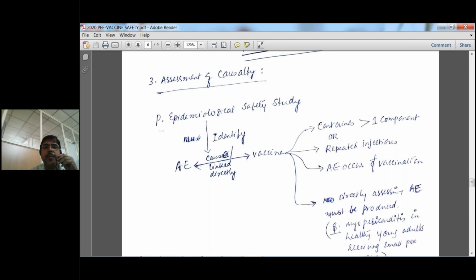That is not possible in one or two reports. You need to collect the data from a large population. That is where the pharmacoepidemiological study helps, right? So the assessment of causality is very important. I hope this is understood. Can we move on to the next approach? Manoj? Yes, sir.